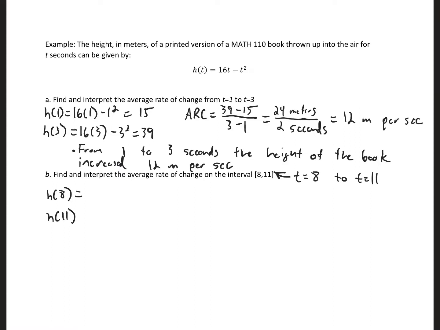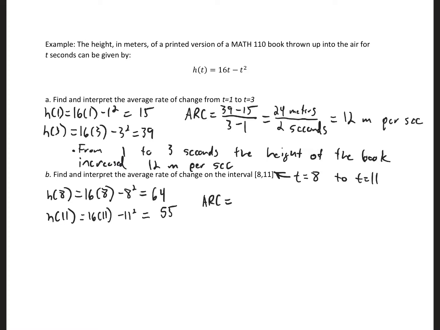If I plug in 8, 16 times 8 minus 8 squared will give me 64. And if I plug in 11, 16 times 11 minus 11 squared is 55. What those mean is that after 8 seconds, the book is 64 meters in the air. And after 11 seconds, the book is 55 meters in the air. In other words, from 8 to 11 seconds, the height of the book actually decreased. The book is coming back down.